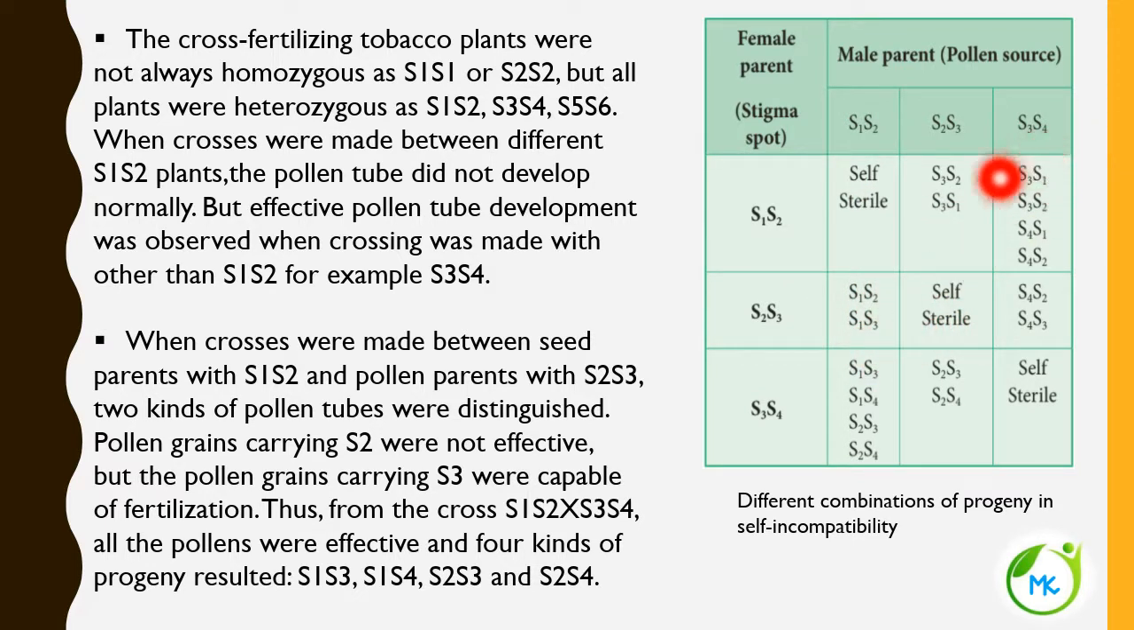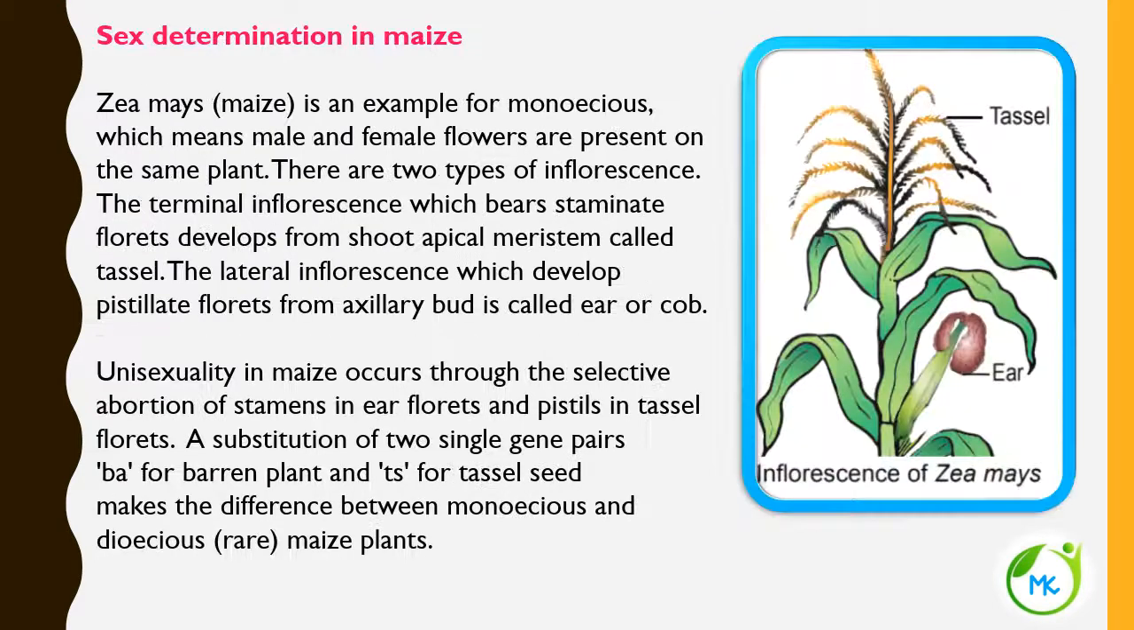And here also, the pollen has S3, and the stigma spot also has S3. So the S3 will not germinate. So S4 alone will germinate, and the offspring types will be S4 S2 and S4 S3. And similarly for the other stigma spot and male parent, that is the pollen source.